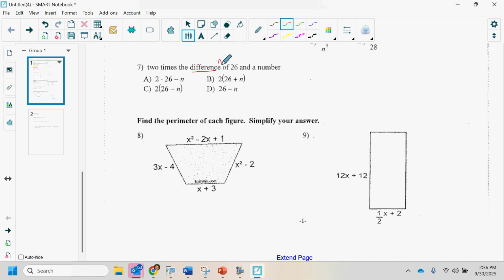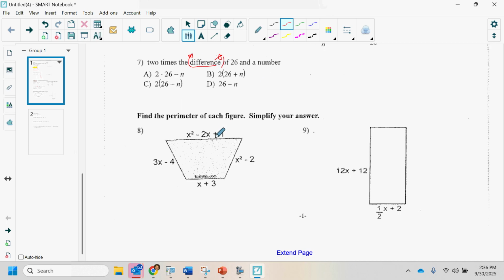Difference, that's one of our keywords. Make sure to use parentheses. Now for the perimeter of each shape, right?